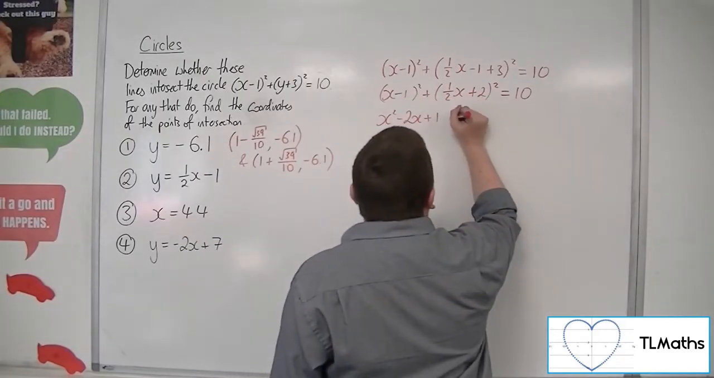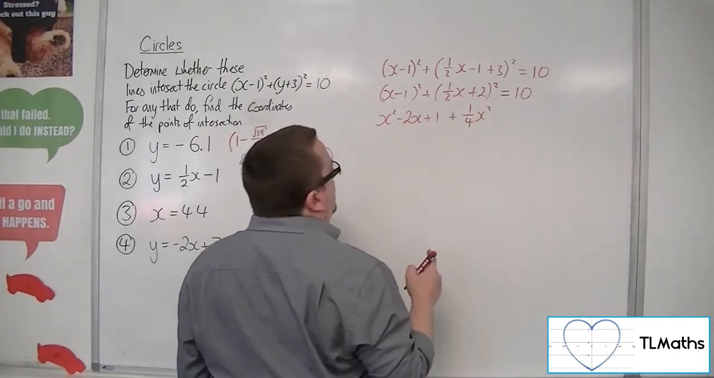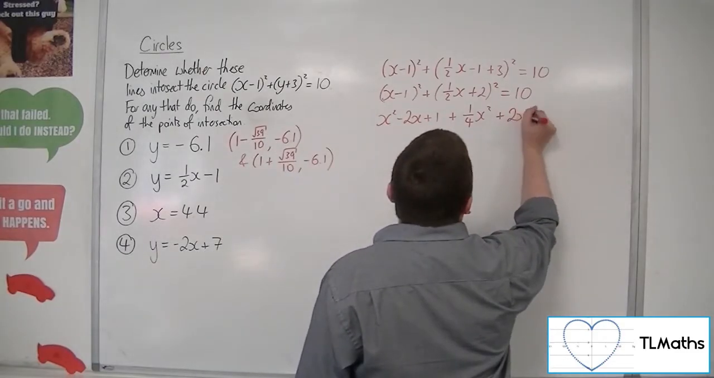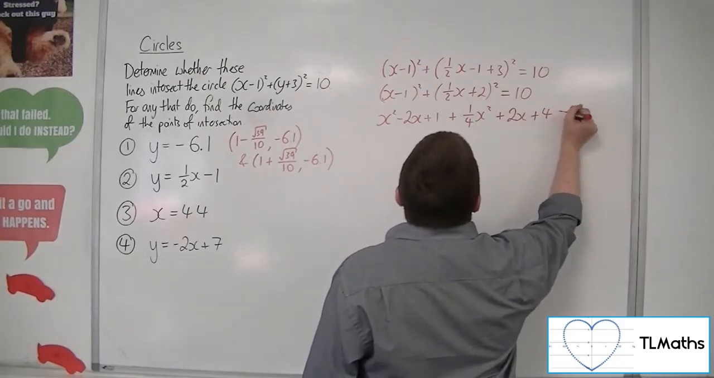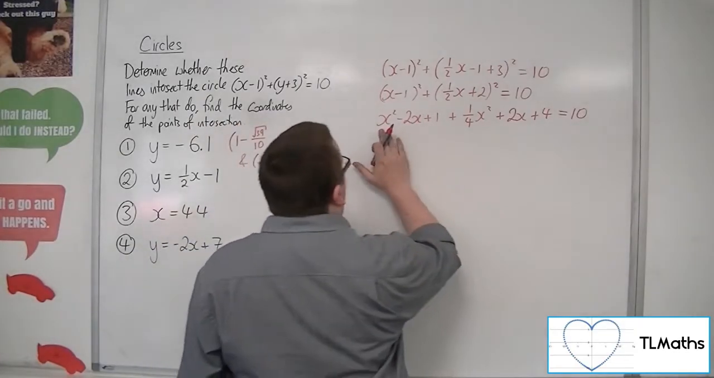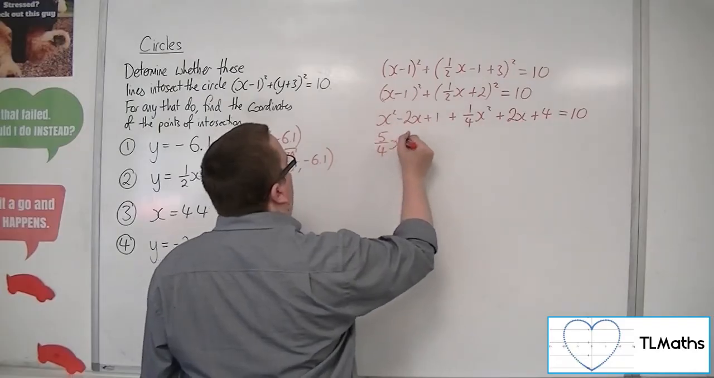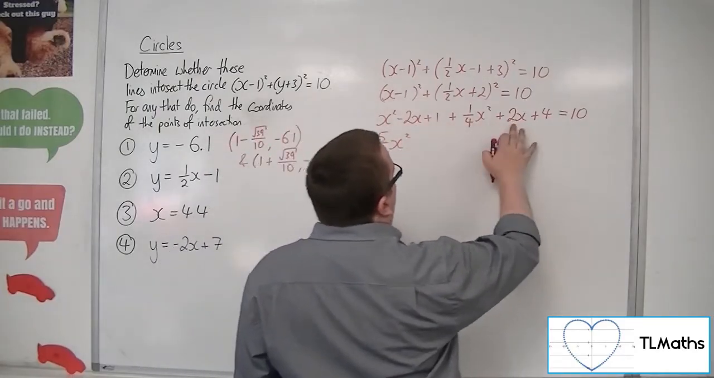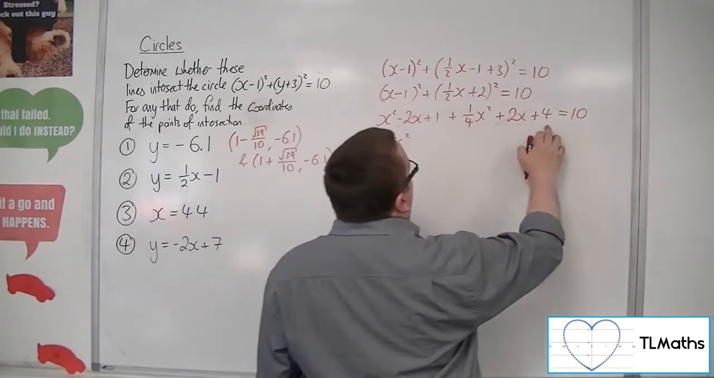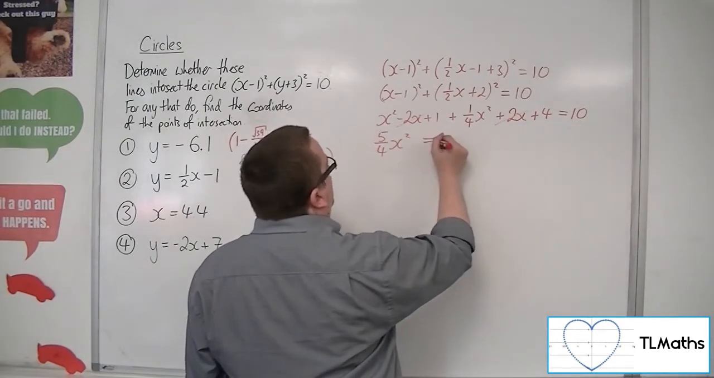Then for this one, we'll have 1/4 x². Then 1/2 x times 2 is just 1x. Going to happen twice, so we've got 2x. And then we've got 2 squared, so 4, is equal to 10. So if we tidy this up, we've got x² + 1/4 x², so that's 5/4 x². We've got -2x + 2x, so they cancel. And then we've got 1 + 4, which is 5. And then take that 5 from both sides.